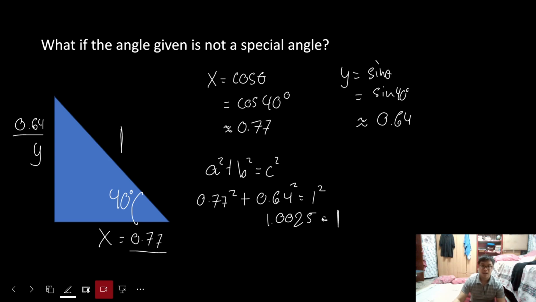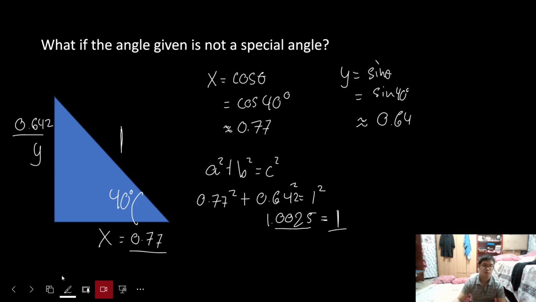We have 1 squared here, so we have 1. They may not be the same exactly, because 1 is just a normal number with no decimal value. But accurately and precisely, they are closer to 1. So this is okay. But what if, for example, one of them has a different number of decimal places? Let's say your sine 40 is 0.642. Your b will be 0.642.